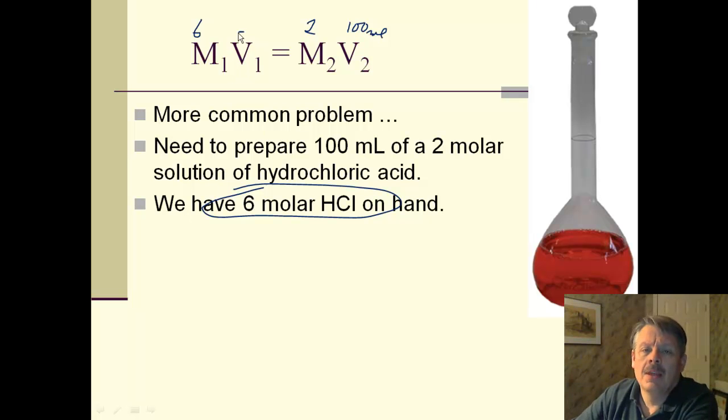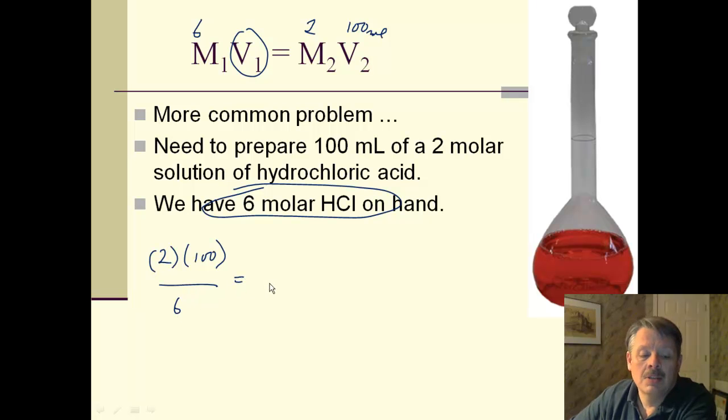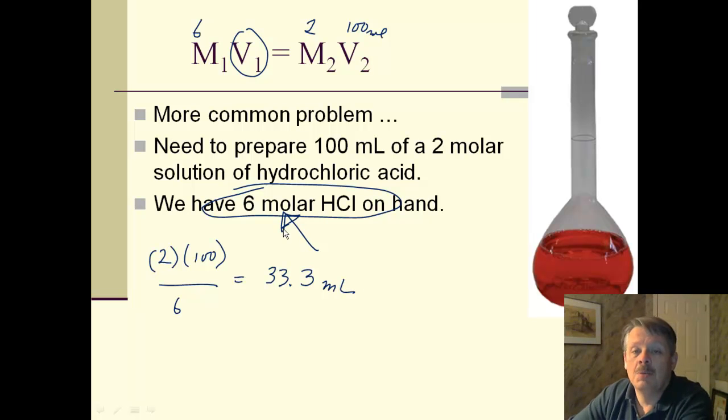Well, if I'm trying to solve for this, I divide both sides by 6. So I have 2 times 100, that's 200, and I divide by 6. When I take 200 and divide by 6, I get 33.3 milliliters of my 6 molar stock solution that I need to be able to make the more dilute one.